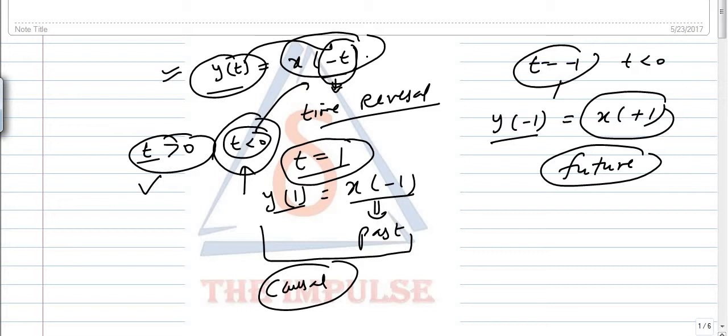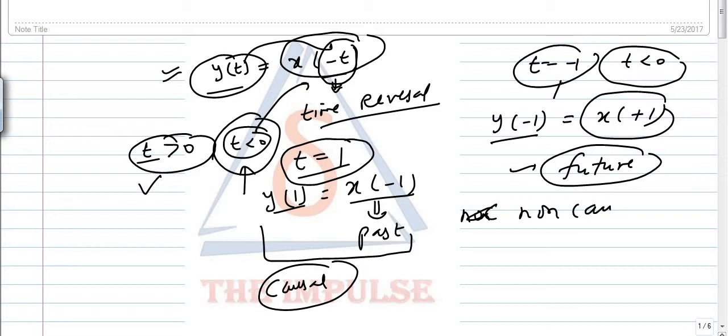If for all time it is depending upon the past or present value, then the system will be causal, and for some cases if it is dependent upon the future also, then the system will be non-causal. So here y(t) equals x of minus t is depending upon the future for negative values of t, so this system is non-causal.